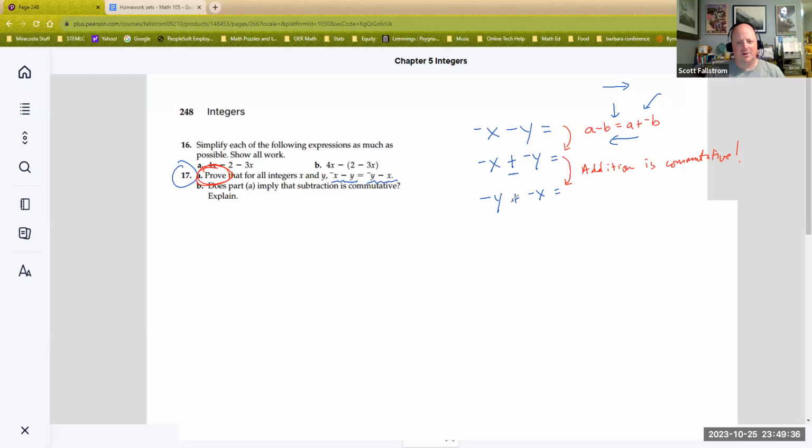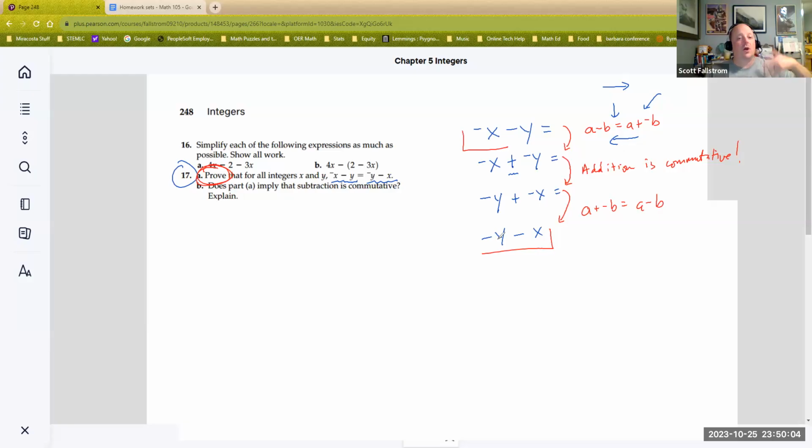But now if I have a plus and an opposite, according to this, I could rewrite this as subtraction. And I just need to give a reason for it. So going from here to here is that a plus the opposite of b is equal to a minus b. So there you go. What did I do? I started with the first part. I worked my way down. I got to the second part.